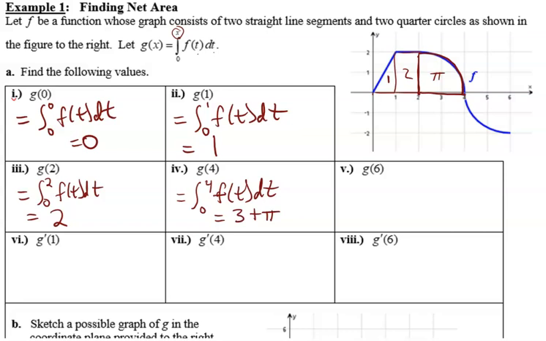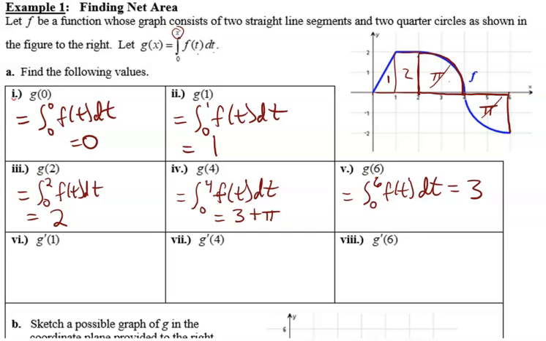Okay, and then g of 6 is all of that, but now this also has an area of pi, the same size quarter circle. But remember that the definite integral subtracts any area that is below the x-axis. So these two will essentially cancel each other out, and we end up with just 3. Let me write it out. The integral from 0 to 6 of f of t dt is equal to 3. Again, it's not negative area. It's that the definite integral subtracts the area below, and so pi minus pi is 0.